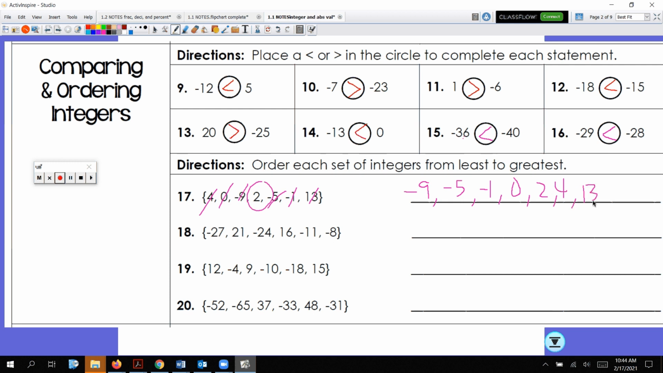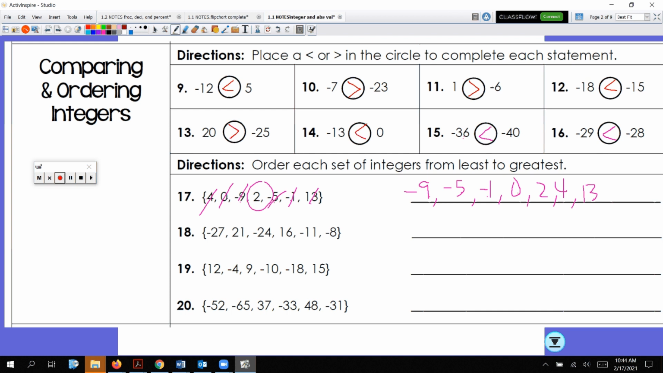Another thing I do to make sure that I have all the numbers, I count how many numbers I started with. 1, 2, 3, 4, 5, 6, 7. And then I count how many numbers I ended with. 1, 2, 3, 4, 5, 6, 7. Okay, good. I got all the numbers.